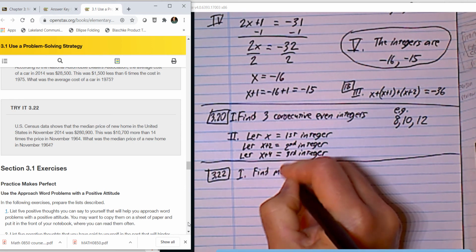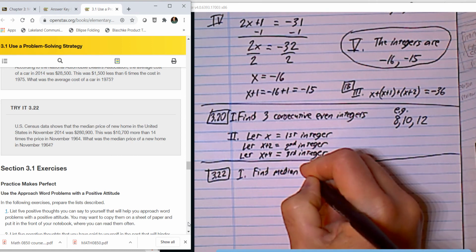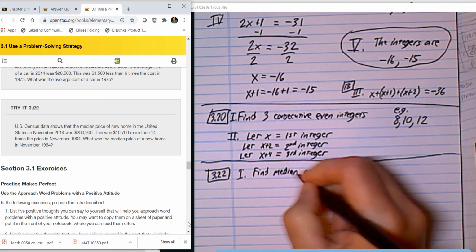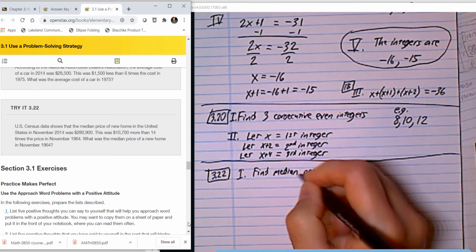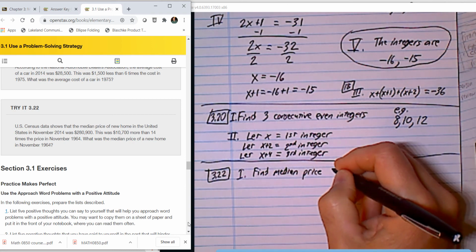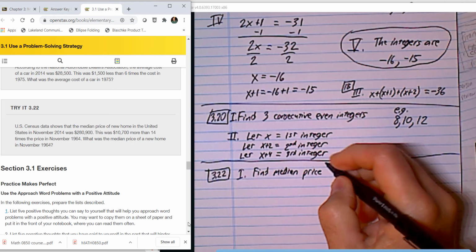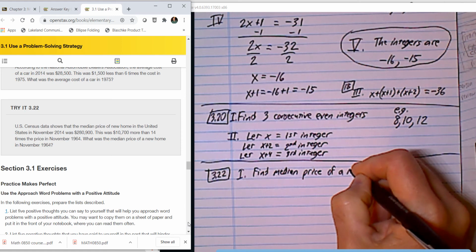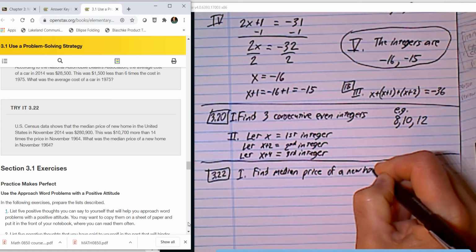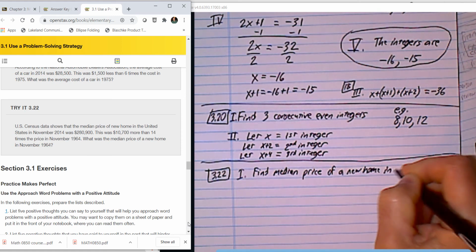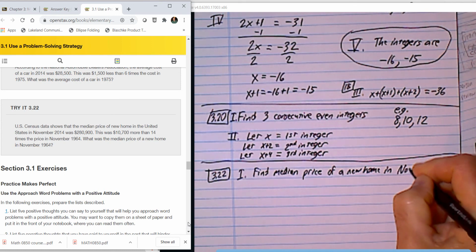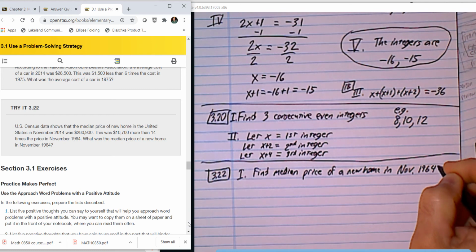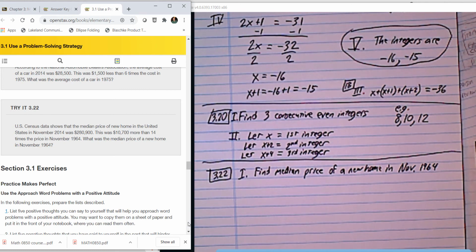Find the median price. By the way, the word median, it's a statistic that represents the middle. It's a kind of average. So think of it as the average price, the median price of a new home in November 1964. So that's a long time ago. But that's what I'm supposed to find.